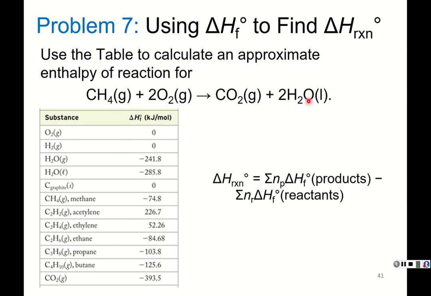Right. So for H2O, we're going to need to look that up as the liquid water, because that's what it's denoted here. So that'd be negative 285.8. Okay, and our reactants are methane gas, which is here, and oxygen gas, which is up here. And for elements that are in their standard elemental form, like O2 here, the delta H of formation is just going to be 0.